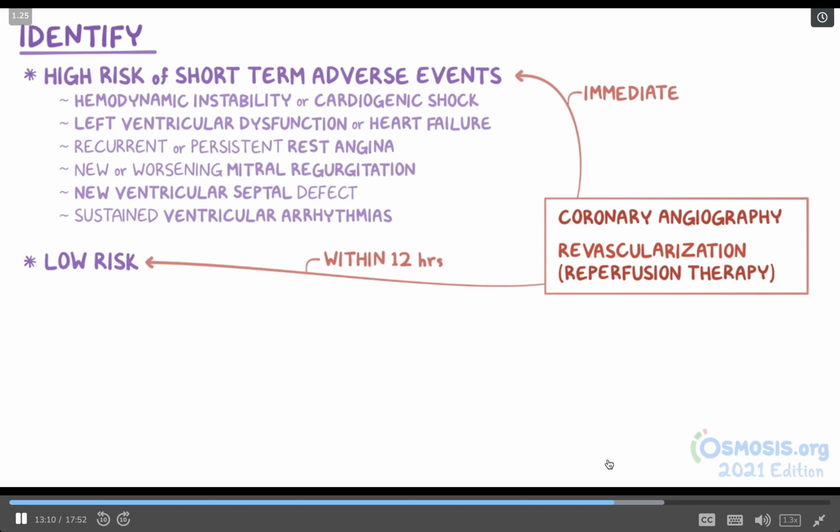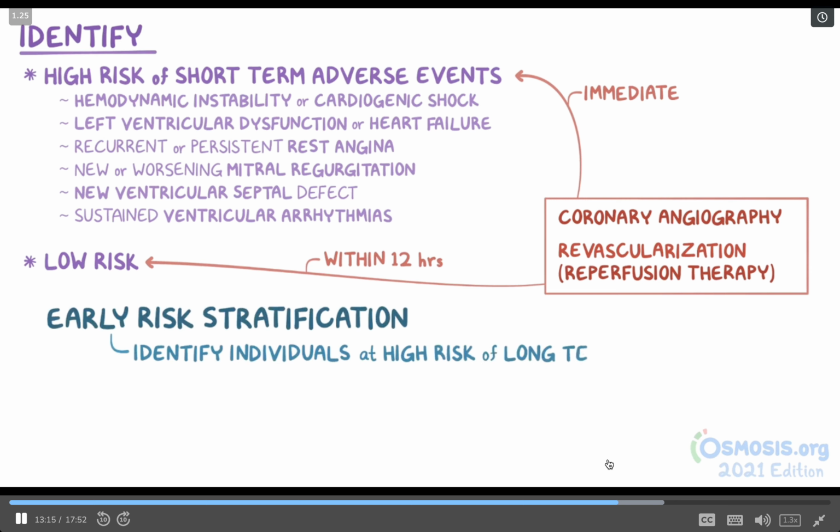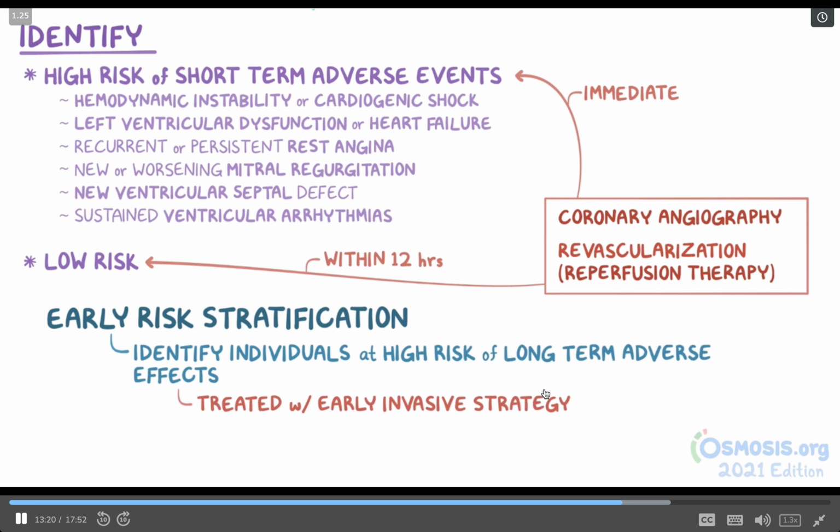Patients who lack these features should undergo early risk stratification to identify individuals at high risk of long-term adverse events, who therefore should be treated with an early invasive strategy as well. Two common scoring systems are the TIMI risk score and the GRACE score.